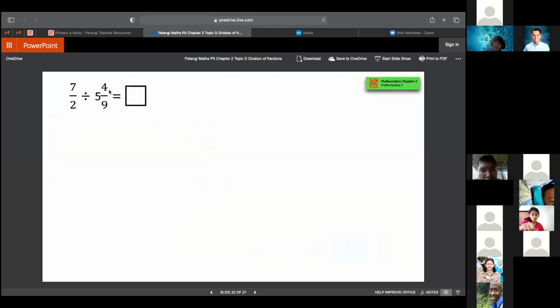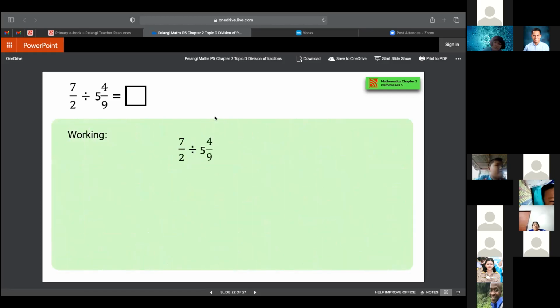Okay, now how about if the mixed number is in the divisor, the second number? So 7/2 divided by 5 and 4/9. So 7/2, you just copy. 5 and 4/9, you change to improper. So 9 times 5, 45, plus 4, 49. So it will now become 7/2 divided by 49/9. Where did we get 49? 9 times 5, 45, plus 4, 49.